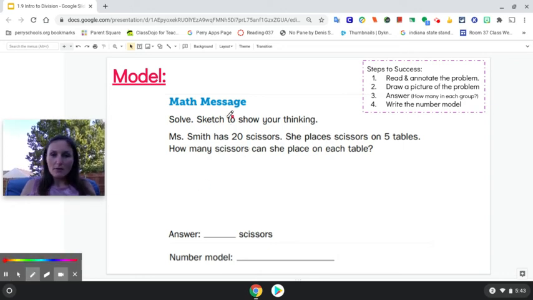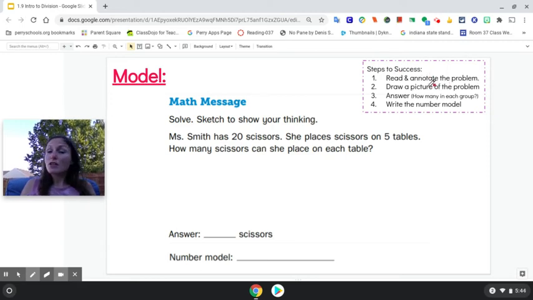So how I would solve this is first you always read it. And it says solve, sketch to show your thinking. So that's not really part of the problem. That is more of the direction. So those are important because it says I need to sketch my thinking. So that means it wants me to draw a picture. And I put that over here in my steps to success. It says that I need to read and annotate, and then I need to draw a picture.